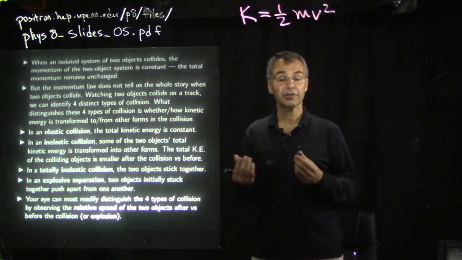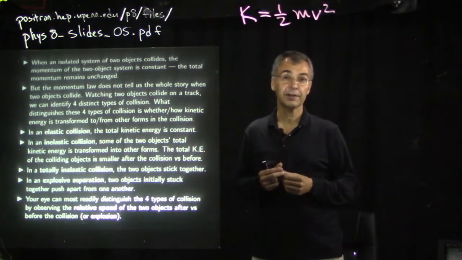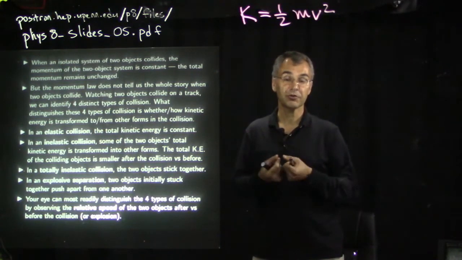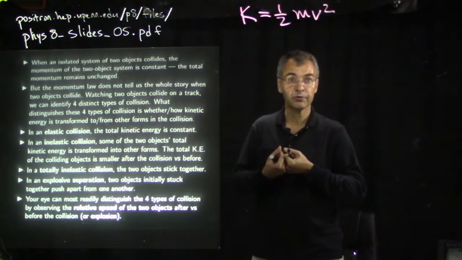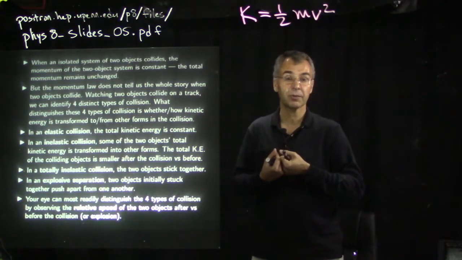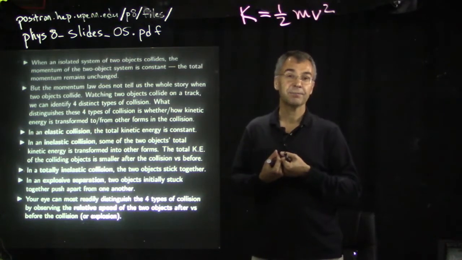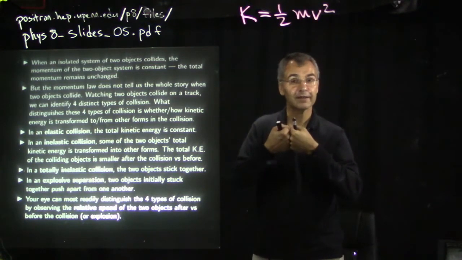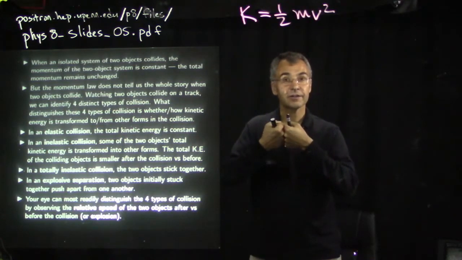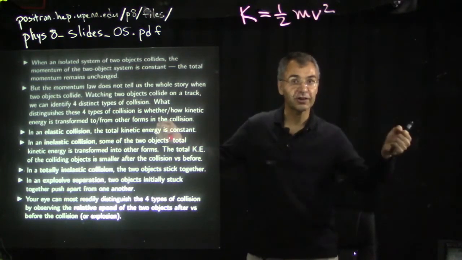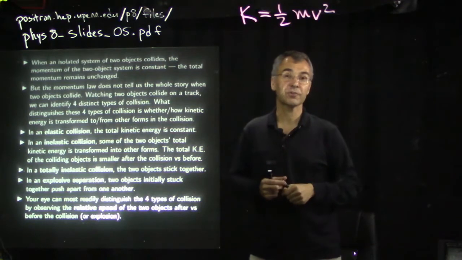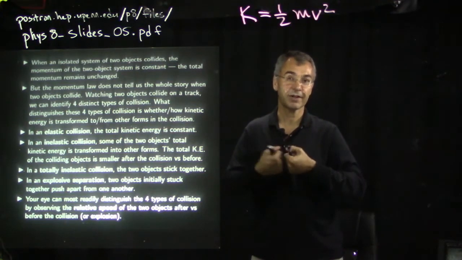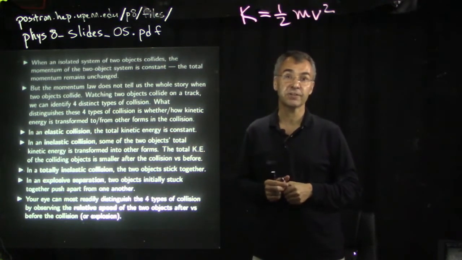Other times we'll see it's reduced partially. Other times we'll see it's reduced by as much as it can possibly be reduced while still being consistent with momentum conservation. And then there's yet another case where something like a compressed spring releases its energy in a so-called explosive separation, so that the kinetic energy of the final state is bigger than the kinetic energy of the initial state.